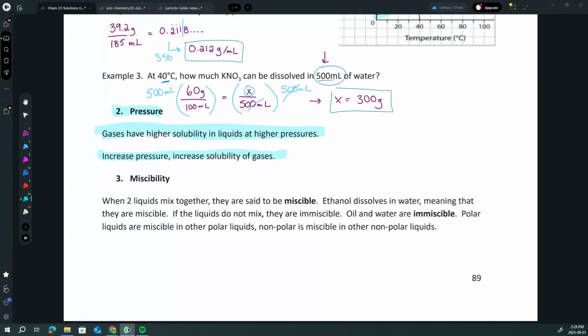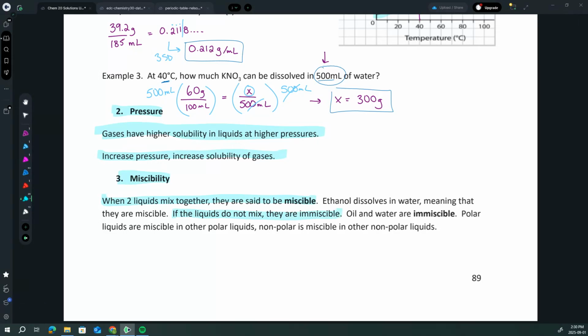The next factor that affects solubility is going to be miscibility, so whether two substances can dissolve in each other or not. So when two liquids mix together, they're said to be miscible. So ethanol dissolves water, meaning that they are miscible. The reason why they are miscible is because both of them can do hydrogen bonding, and that comes back to like dissolves like. If the liquids don't mix, they are called immiscible.